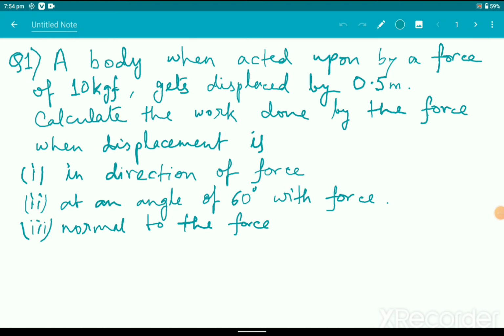Today we will be discussing some numerical problems from the chapter Work Energy Power. These problems have been taken from the Concise Physics book, class 10 SS. Okay, so let us see.